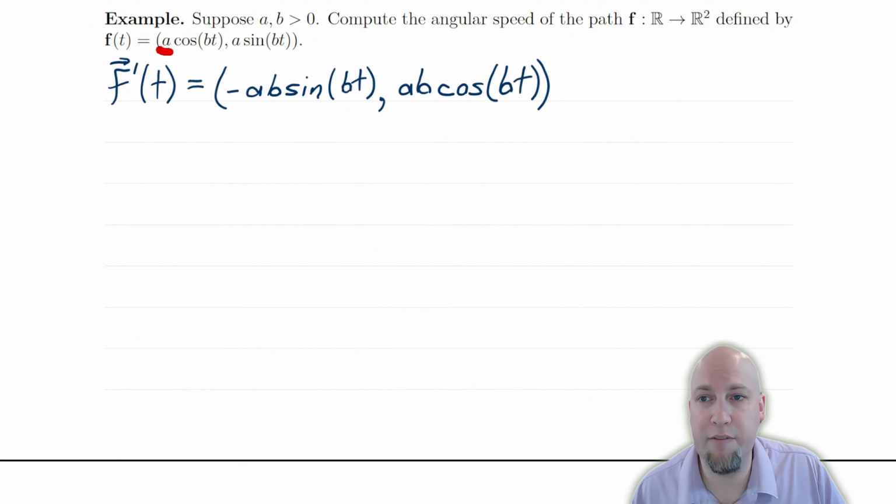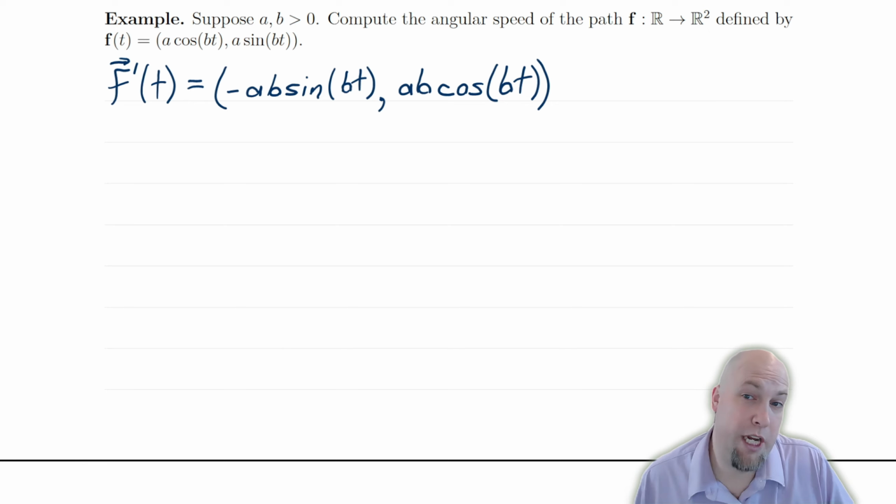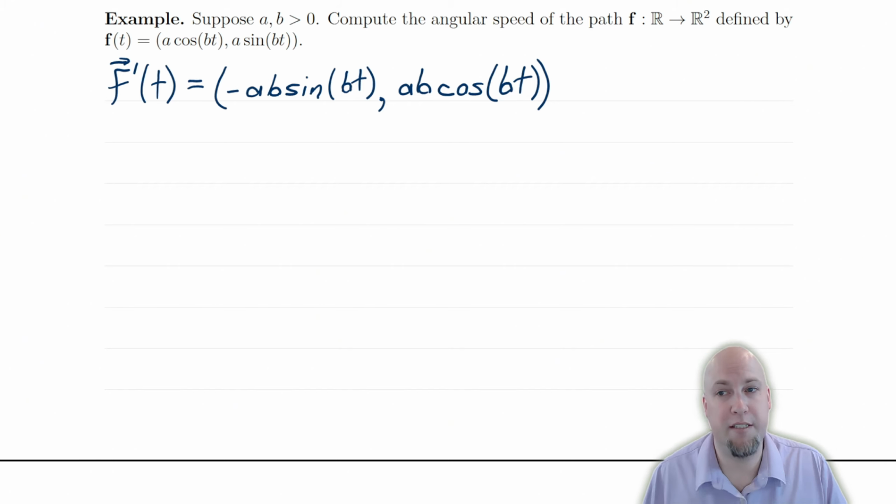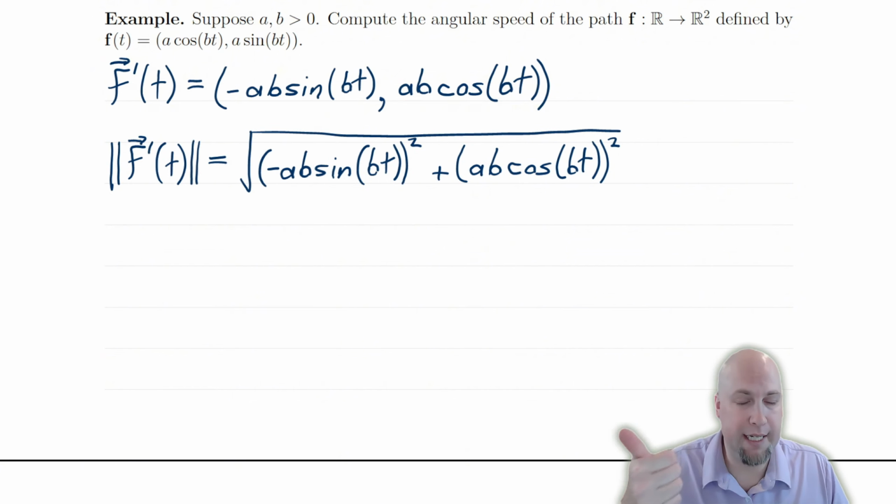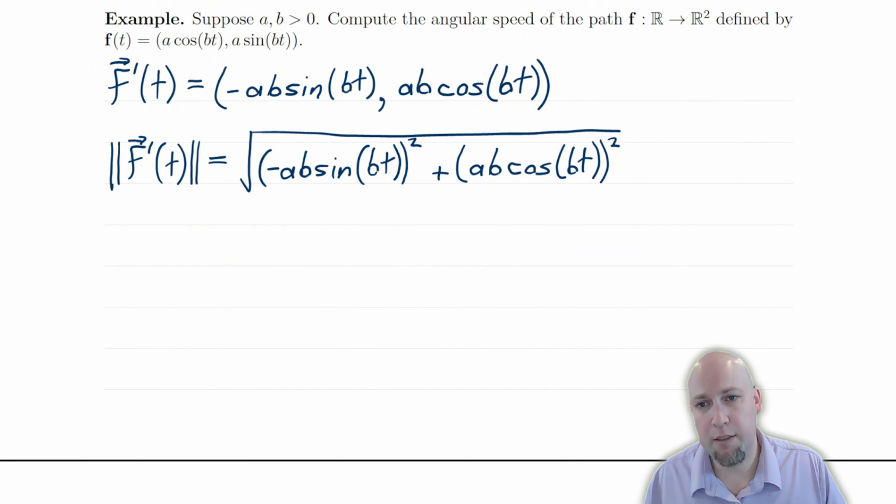So just take the derivative of each of the entries. Cos becomes negative sine, and you get an extra b out in front because of the chain rule. In the second entry, sine becomes a cos, and again, you get an extra b out in front because of the chain rule. Great, we've got the velocity vector. Next thing, we're going to need the speed, the length of the velocity vector. Okay, so let's compute that. First entry, squared. Second entry, squared. Square root the whole thing.